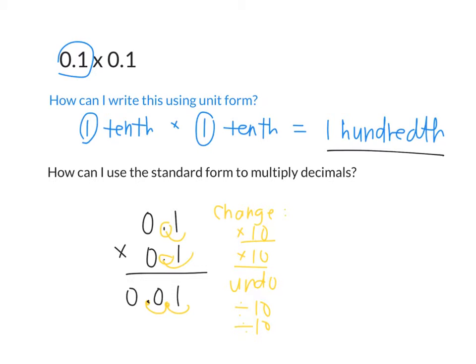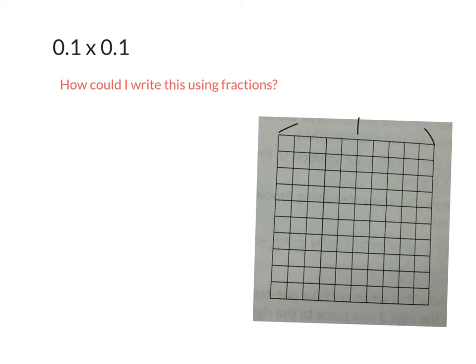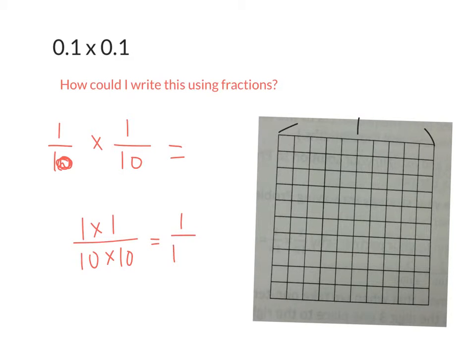At your table groups, explain why I had to multiply by 10 two times to change it and undo two times. How can I write this using fractions? How do I write 0.1 using a fraction? 1/10, and then the second one is also 1/10. Now, because we know how numbers work, we can do 1 times 1 over 10 times 10, which is 1 over 100.